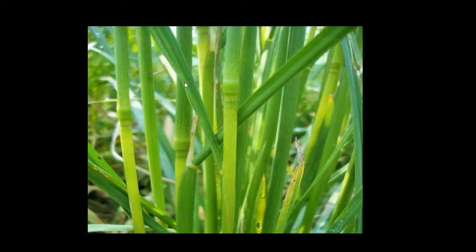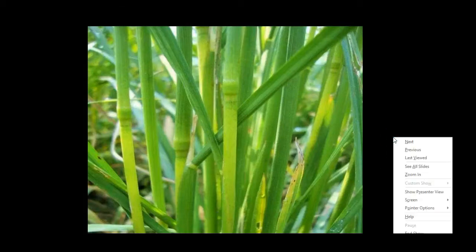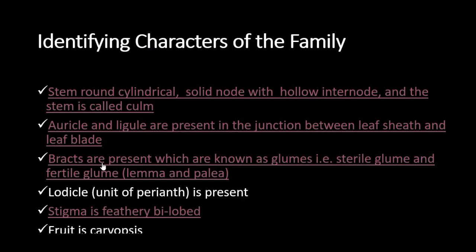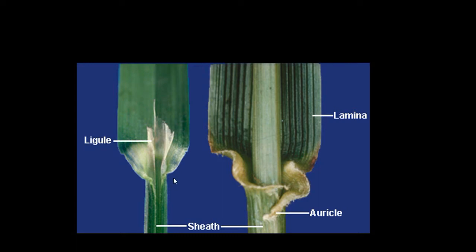This is the leaf system. Number two identifying character is the presence of auricle and ligule at the junction between leaf sheath and leaf blade. We can see the picture. This is the junction. This is the ligule, a membranous structure, and this is the auricle, a thread-like structure. This portion is the leaf blade and this portion is the leaf sheath.